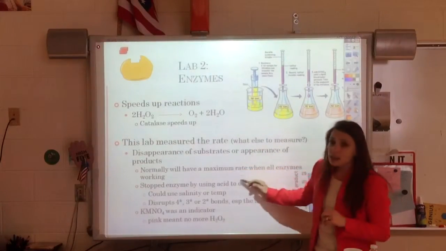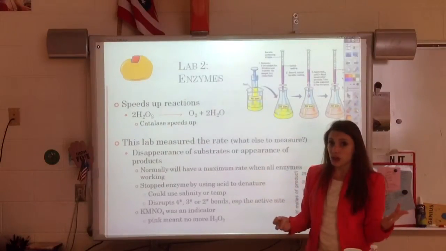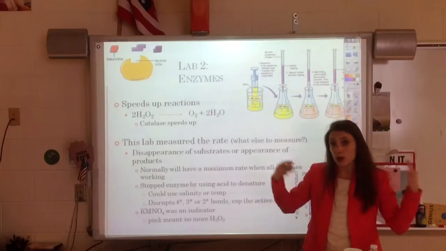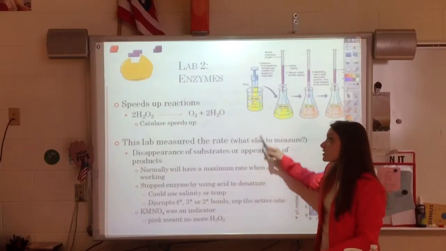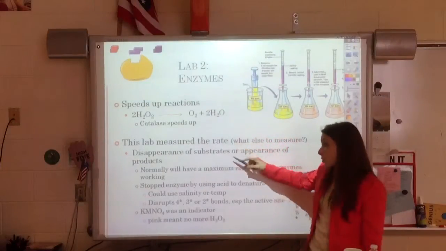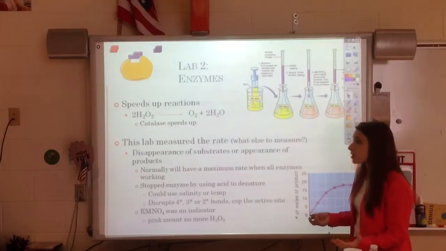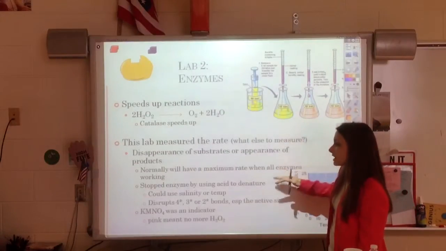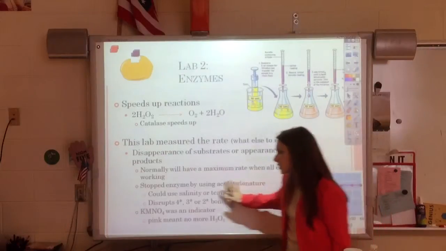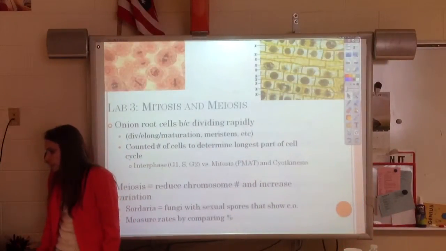Normally we'll have a maximum rate at which the enzyme is working, and that's what we call saturated. It means that we can't work any faster unless we add more enzymes. Now eventually the enzymes will break down all the product, and our reaction will slow and stop. Another way to slow and stop a reaction is actually by adding an acid, and so we can disrupt the bonds. So don't worry about the indicator.